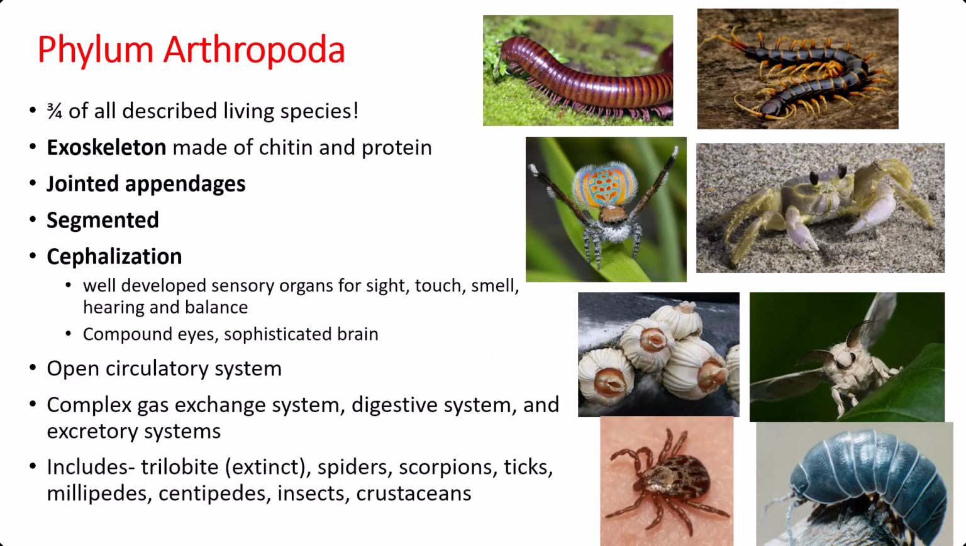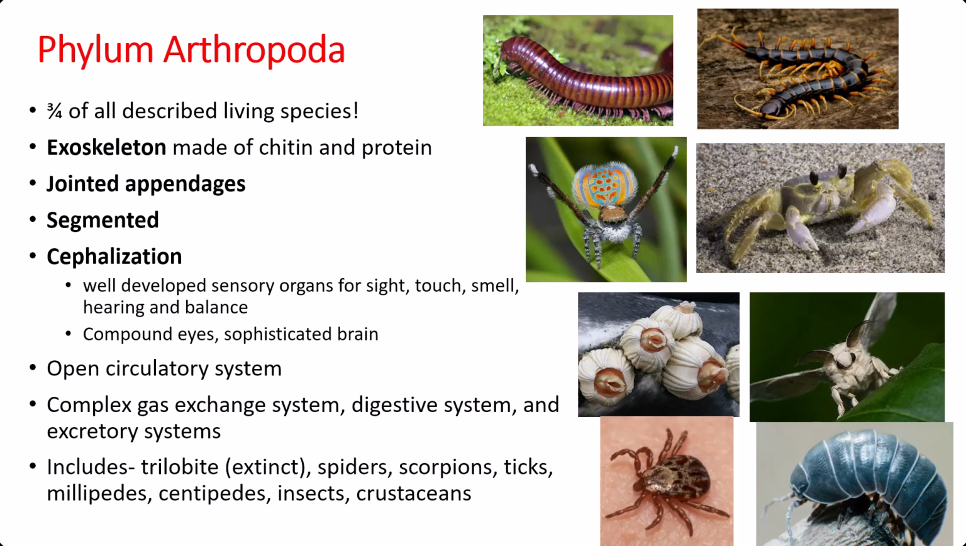So that brings us to the phylum Arthropoda. Three-quarters of all described living animal species are arthropods. They have an exoskeleton made of chitin, like the fungal cell wall, and protein. They have jointed appendages. They are segmented. They're cephalized, meaning they have a head with specialized sensory organs for sight, touch, smell, hearing, and balance. They have compound eyes and a sophisticated brain. They have an open circulatory system and complex organs for gas exchange, digestion, and excretory systems, which we'll talk more about when we get to our animal form and function unit.